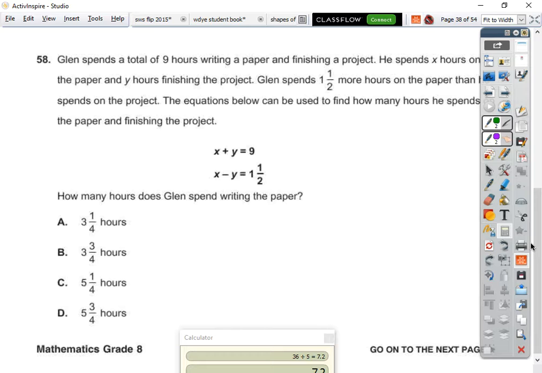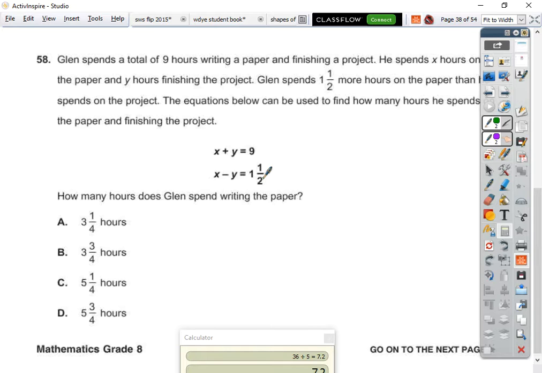Glenn spends a total of 9 hours writing a paper and finishing a project. He spends x hours on the paper and y hours finishing the project. Glenn spends 1.5 more hours on the paper than he spends on the project. The equation below can be used to find how many hours he spends on the paper and finishing the project. Okay, so he spent a total of 9 hours, and the difference between the two is 1.5. Okay, great. It's a system of equations.